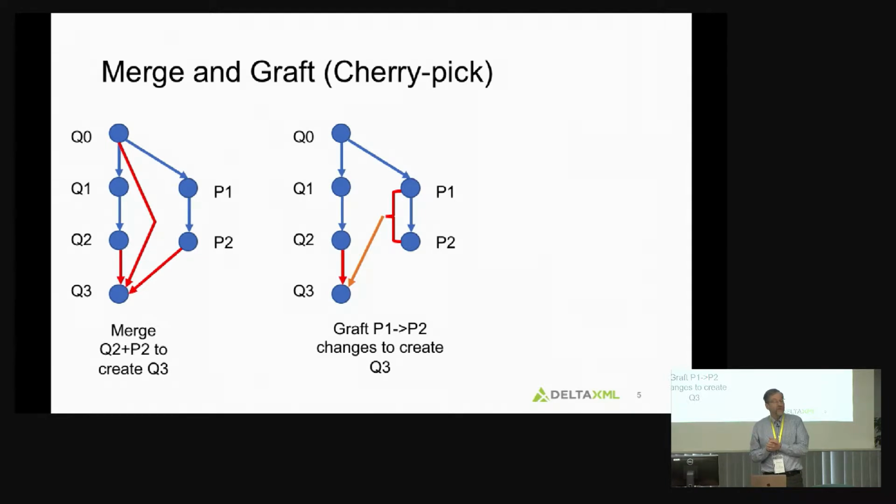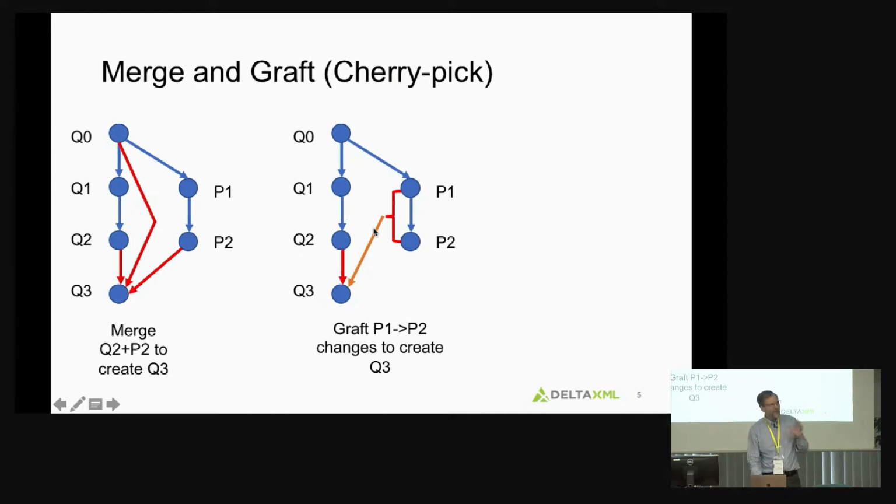Graft is often referred to as cherry pick as well, particularly in the Git world. Merge, first of all: we've got some common ancestor and various versions of that have been produced by modifications. Then we've taken a branch from that and modified between Q0 and P1, and then modified that again, and we end up with a Q2 version and P2 version. The classic merge is saying, take the common ancestor, merge those changes together to produce a new version of Q3. Cherry pick is slightly different.